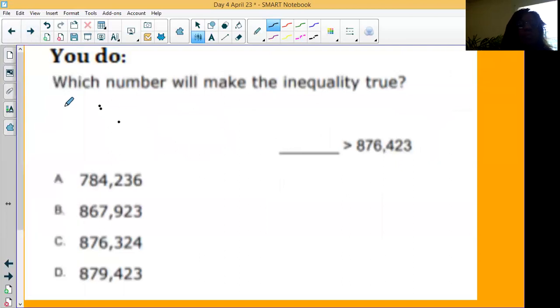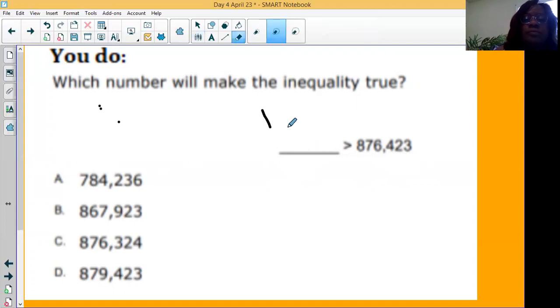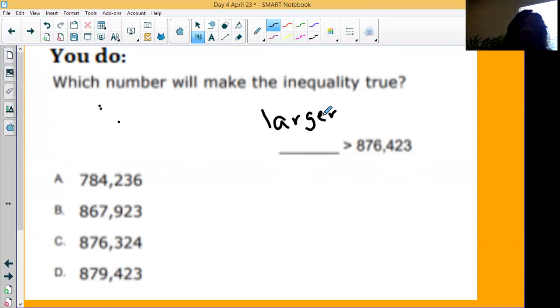All right, your next problem is a you do, and it says which number will make the inequality true? All you're doing is trying to figure out which number would make this number sentence correct. Here we have the larger part of the sign pointing to the larger number. So this number here has to be the larger number of the two. It has to be larger. And I'm going to let you figure this out because this is a you do. So you're comparing your answer choices to the number over here.